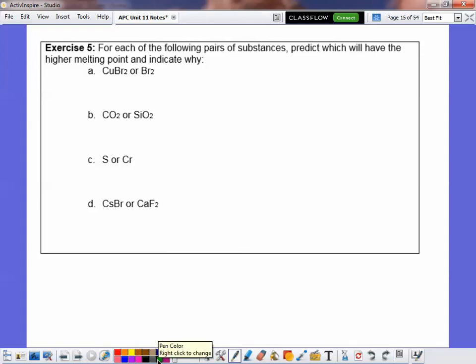All right, what do we think for A? CuBr2, and yep, so I'm not going to write out all the words, but this one has ionic. What's the force that holds Br2s together? LDFs. And then ionic is stronger than LDFs. Great. Awesome.